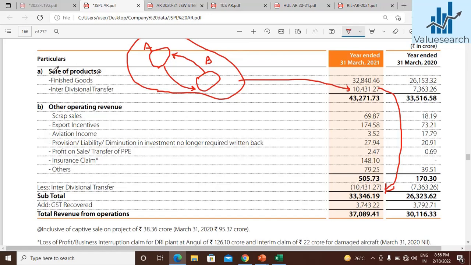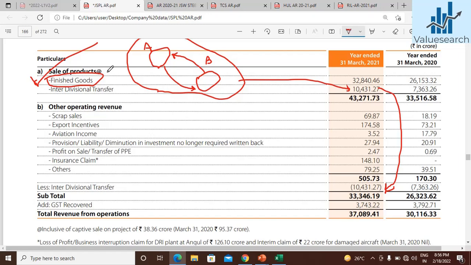So their main work is sale of finished goods. This is their main job. They sell crude steel to their customers. Now, who can be the customers of these steel products? They can be companies like Maruti Suzuki. They can be companies like Godrej. They can be companies like Bajaj Auto.